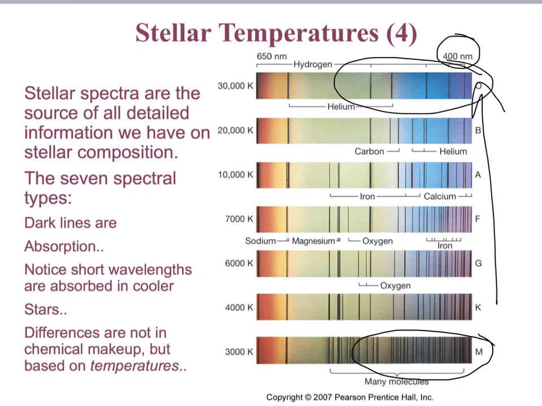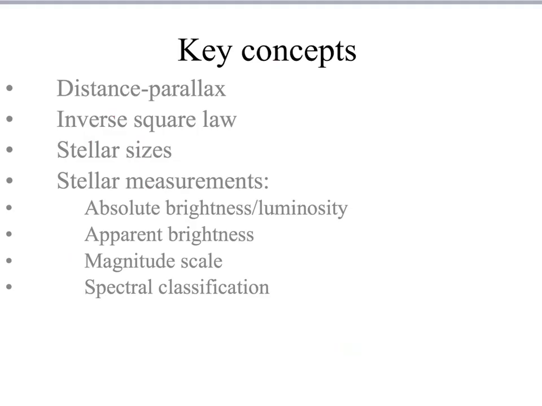So this is telling us the chemical makeup. This is not based on temperature. Color is based on temperature. So some of our key concepts that we've already covered that I would expect you to know is our distance, our parallax, what that inverse square law is and how that relates to distance, our sizes, what information that gives us, and then each of these stellar measurements.